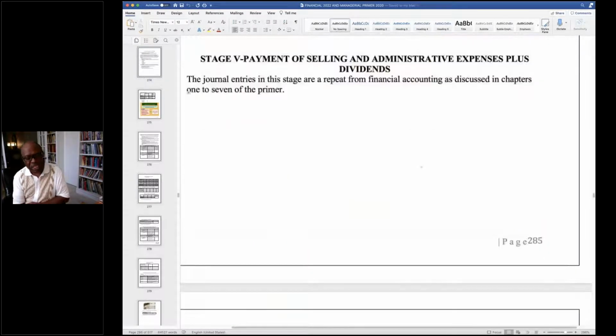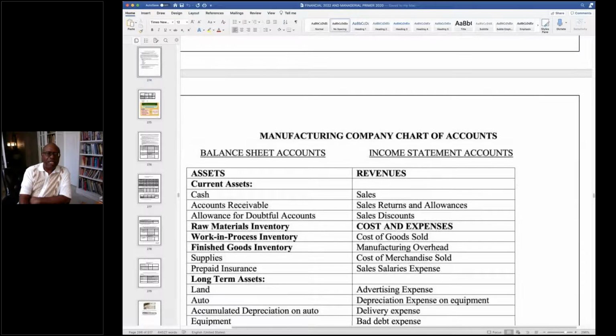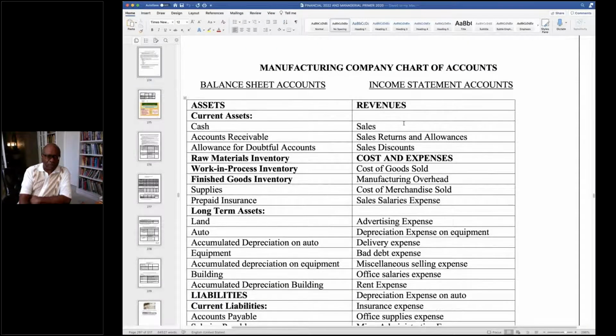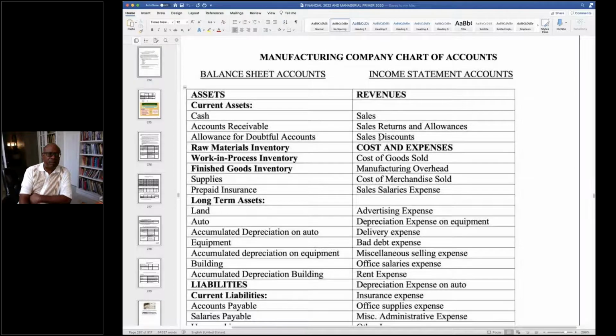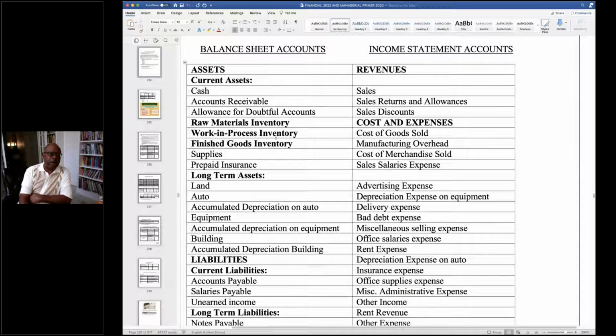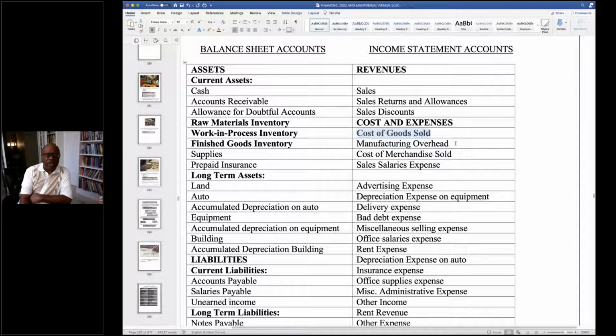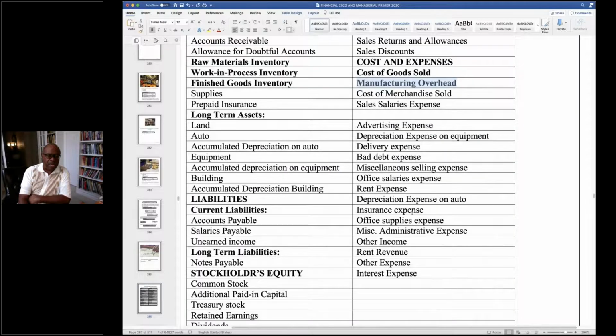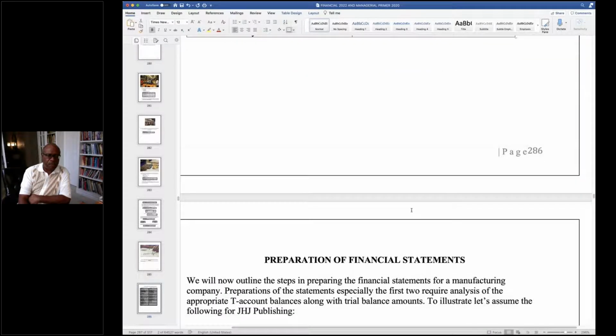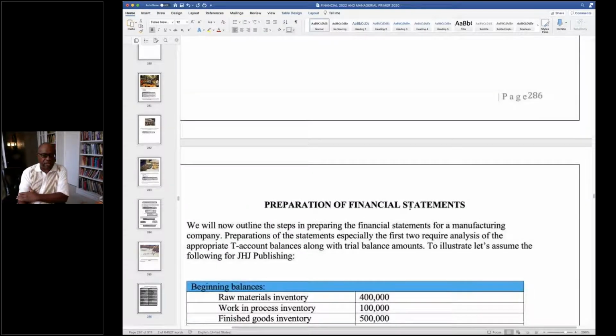So do we think we have this all down now? Here's our manufacturing chart of accounts. Basically the same, except notice we got raw materials, work in process, and finished goods inventory. And we have cost of goods sold, and we have manufacturing overhead. Okay, so these are costs we add in, but as you can see, most of the items are already here, and you were supposed to learn those in financial accounting.